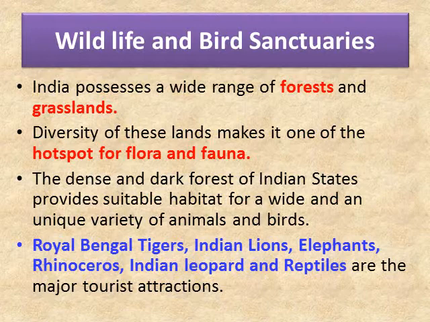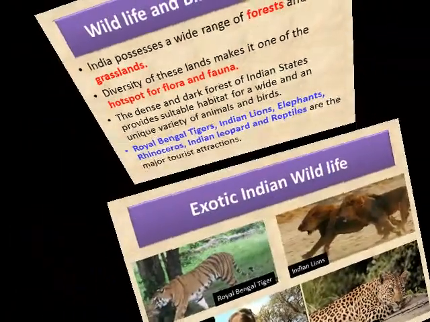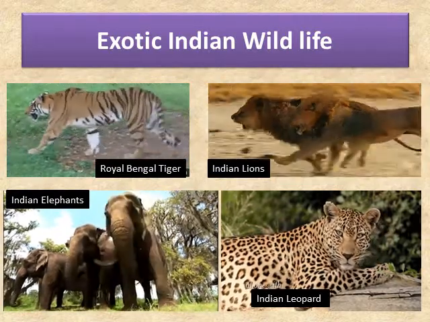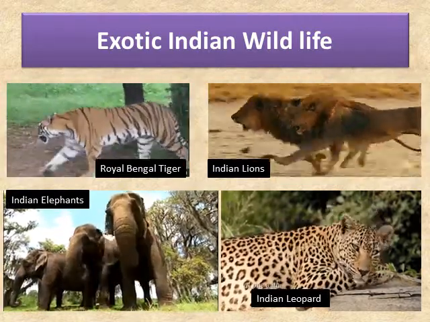The dense and dark forests in Indian states provide suitable habitat for a wide and unique variety of animals and birds. You can find a wide variety as well as a unique variety. The animals and birds cannot be found elsewhere in the world. You can find Royal Bengal tigers, Indian lions, elephants, rhinoceros, Indian leopards and reptiles, all major tourist attractions. In the picture, you can find the Royal Bengal tiger, Indian lions, Indian elephants, and leopards, which are exotic Indian wildlife.